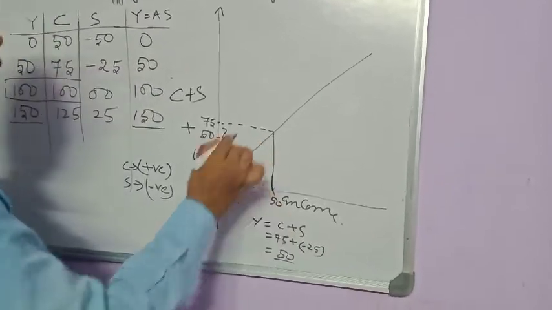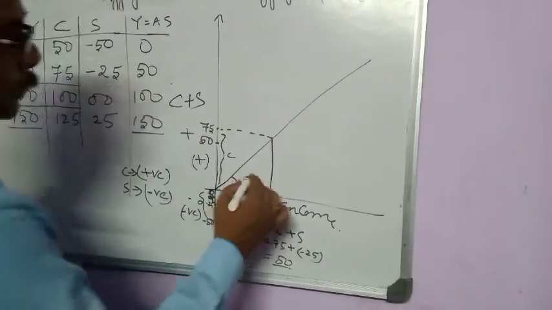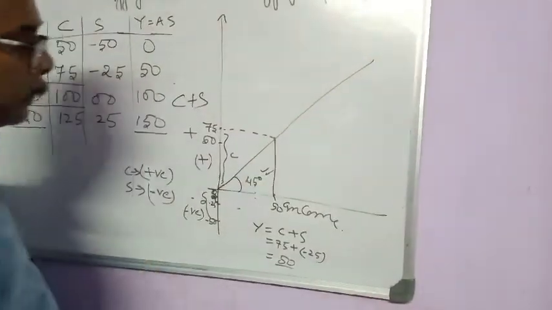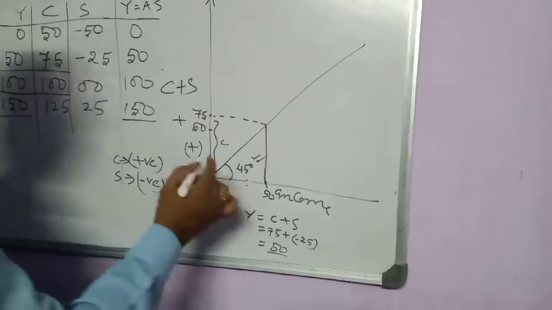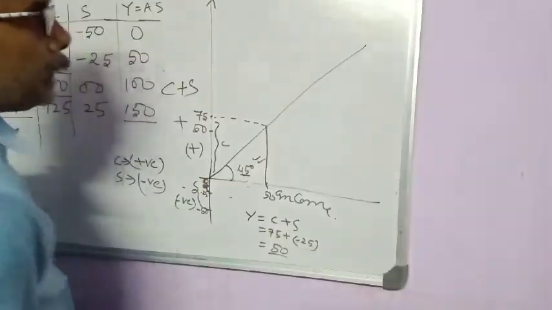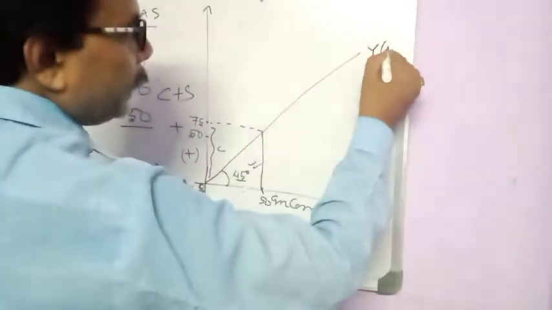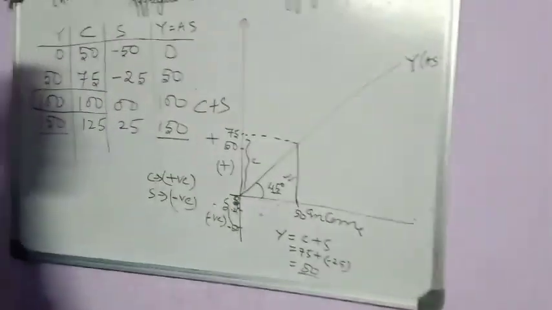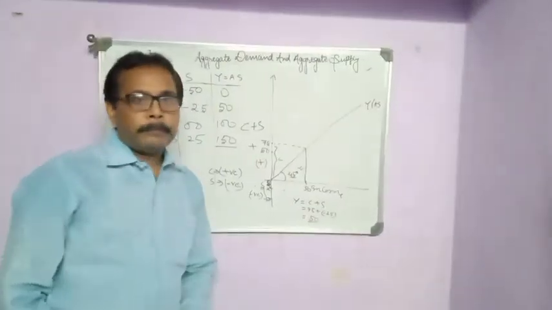So again it will become 50, and that's why, only to fulfill the psychological theory of Keynes, the 45 degree angle is drawn, only to show either the Y or AS. Is it clear? Okay. So this is your AS theory.